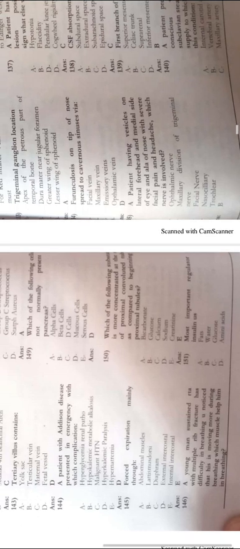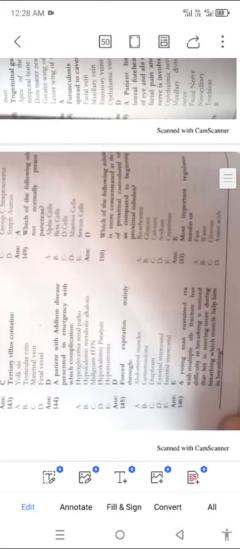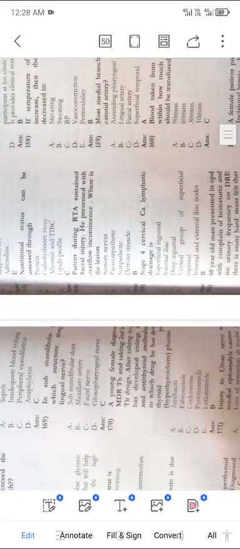Which of the following substance is more concentrated at the proximal convoluted tubule? That is going to be the creatinine. The most important regulator of the insulin is the glucose. Next, the hormone not given orally because of the high first-pass inactivation by the liver is the adrenaline. Nutritional status can be assessed through the albumin and the TIBC.